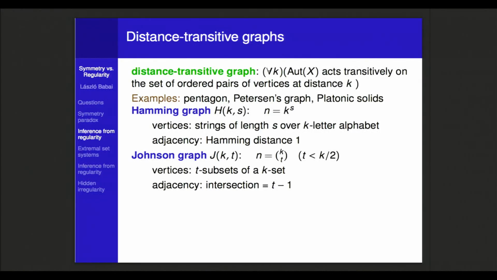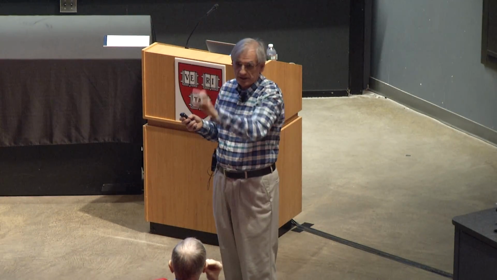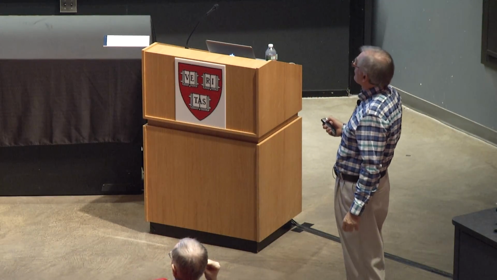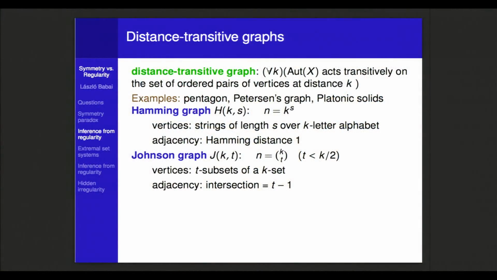They are adjacent if they differ in exactly one letter. So that defines the Hamming graph. The Johnson graph has k choose t vertices, where k and t are my parameters, t is less than half of k. The vertices are naturally labeled by t-subsets of a set of k elements, and two of them are adjacent if they differ minimally, so if their intersection has size k minus 1. Okay? So that's the Johnson graph.